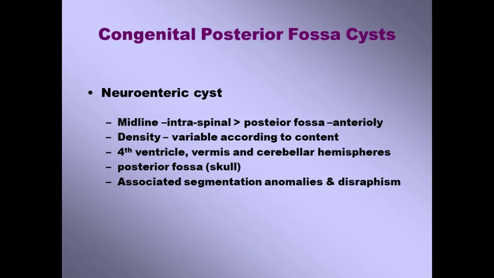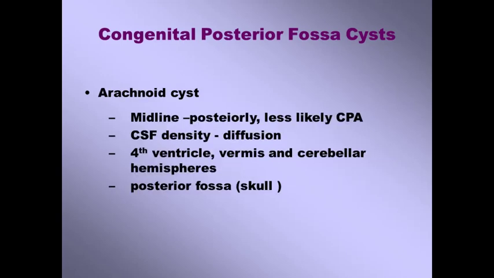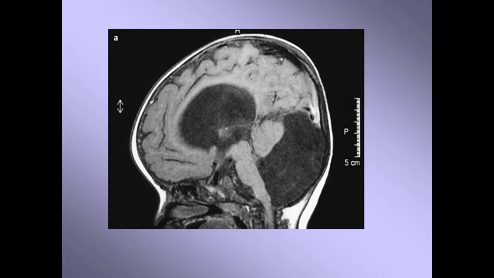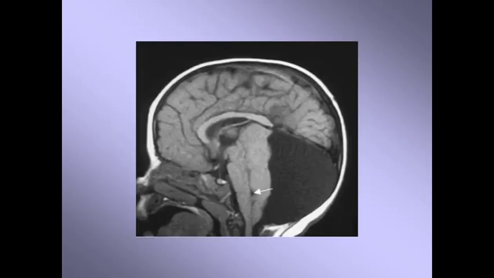Other congenital posterior fossa cysts, like neuroenteric cyst: midline, intraspinal or posterior fossa, anterior, density variable according to the content. Fourth ventricle, vermis, cerebellar hemispheres, and posterior fossa skull are normal; associated segmentation anomalies, dystrophies. Arachnoid cyst: midline posterior, less likely in the CPA, cerebellopontine angle, CSF density, with diffusion, fourth ventricle, vermis, cerebellar hemispheres, posterior wall. Here we can see a large dilatation with a large cystic posterior fossa cyst with small cerebellum and vermis.